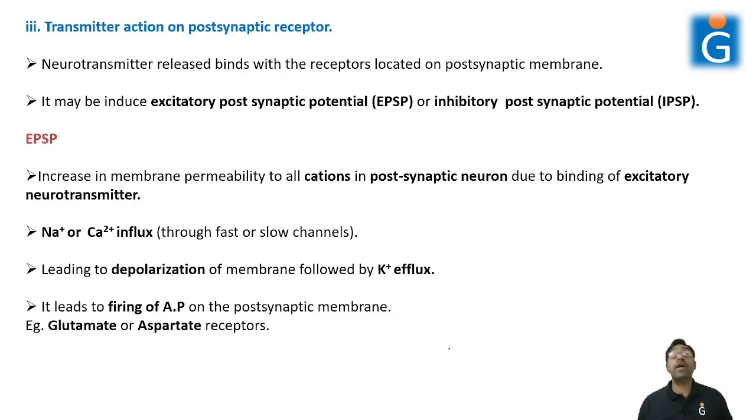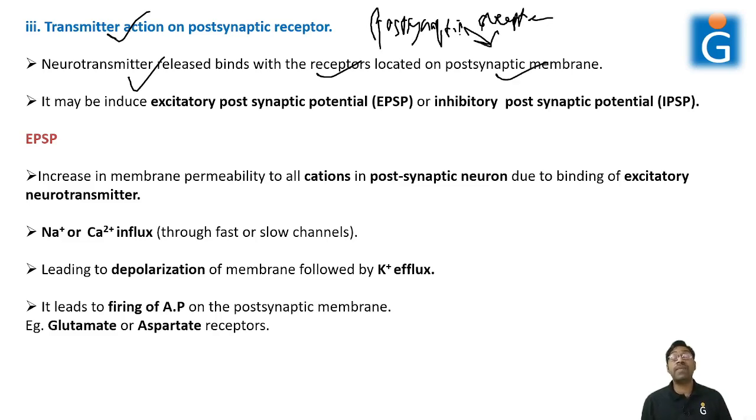The next point, the third point, we are going to discuss the transmitter action on the postsynaptic receptor. Now we are going to see how the neurotransmitter acts on the postsynaptic receptor to show its physiological action. The neurotransmitter is going to bind to the receptor, called the postsynaptic receptor or postsynaptic membrane. The postsynaptic receptor is present on the postsynaptic membrane of the postsynaptic neuron. Then what is going to happen?